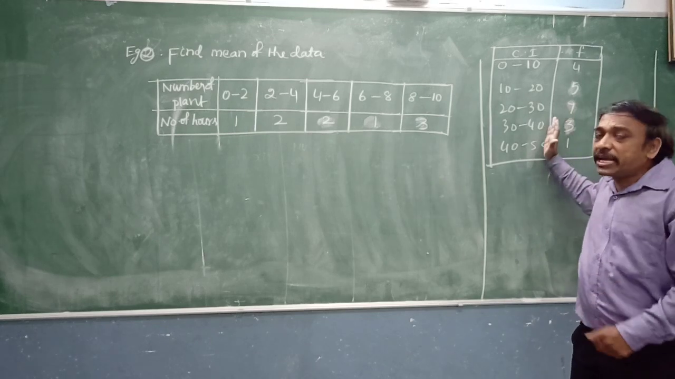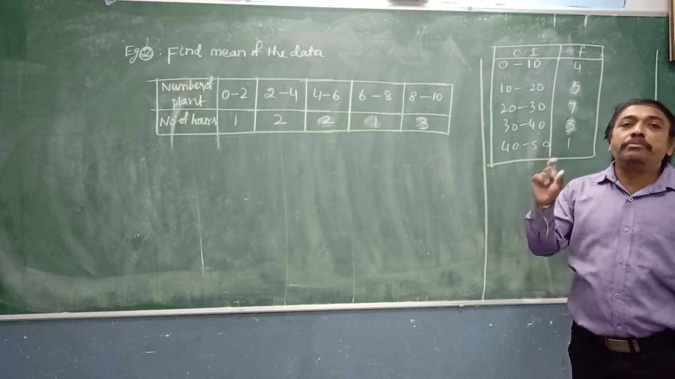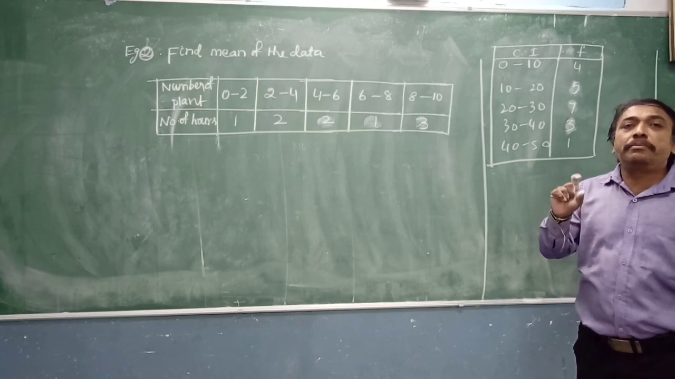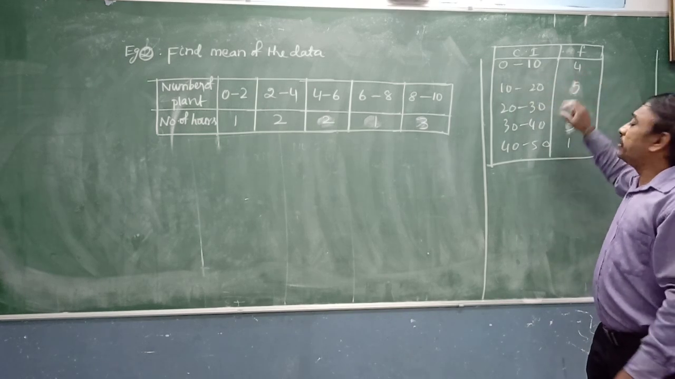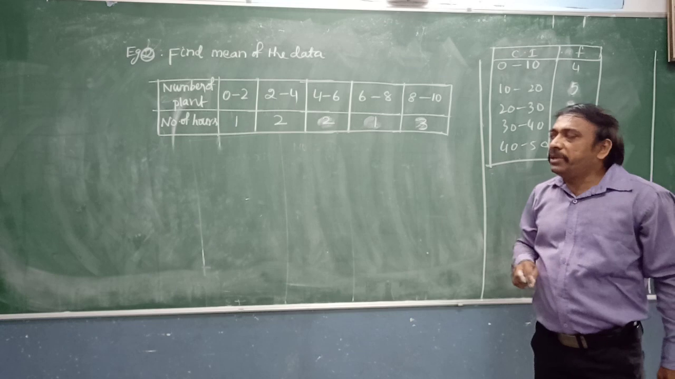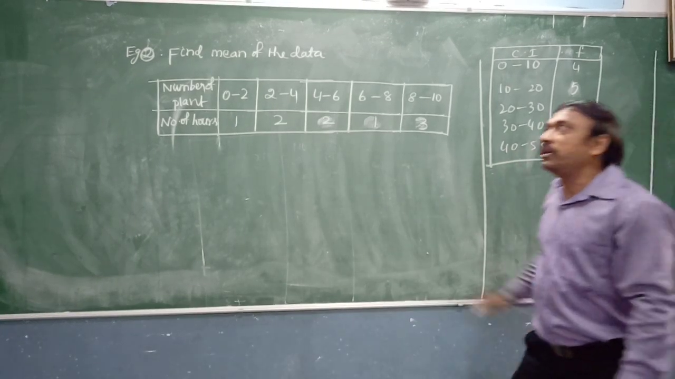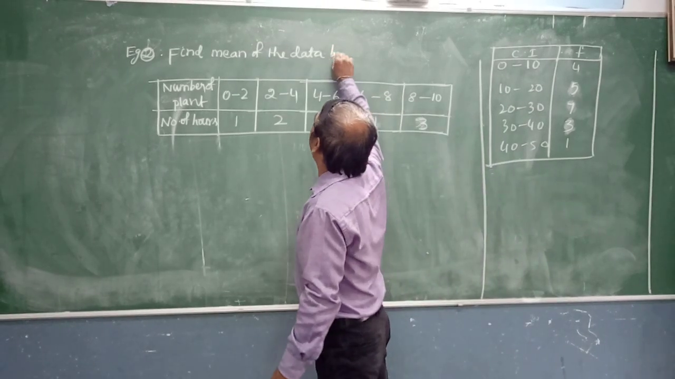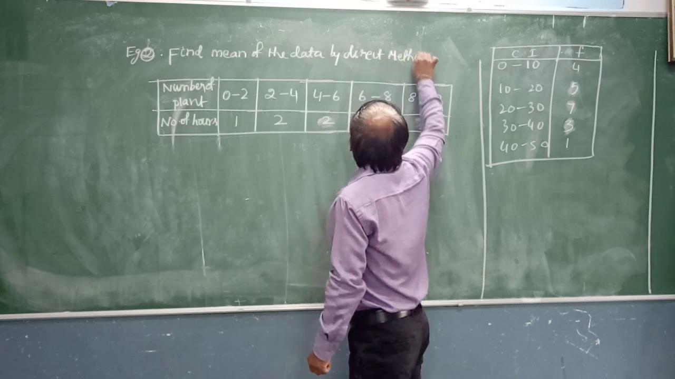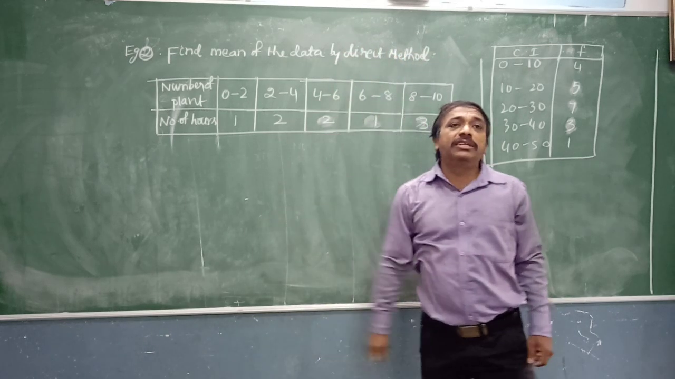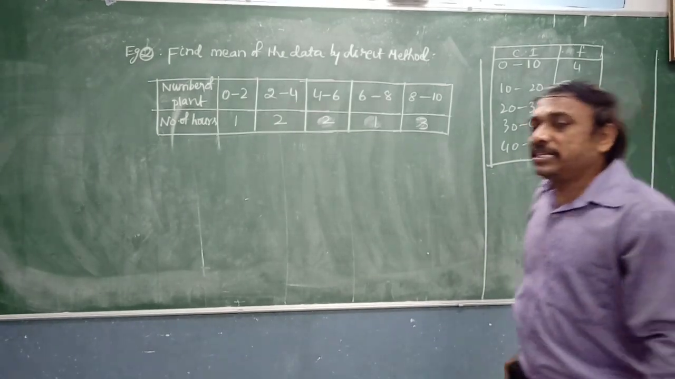Now for this type of data, how to calculate mean? So 0 to 10, 4, 10 to 20. We are going to find the mean. So to find the mean, what exactly is the formula? Find the mean of the data by direct method. Direct method means which we learned in the previous formula, that is sigma fi xi by sigma fi.